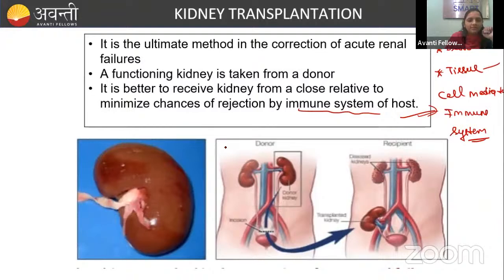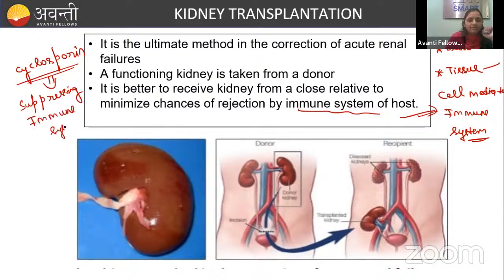Okay. And there are so many drugs used for suppressing the immune system. Obviously, if the immune system is suppressed, the rejection percentage is going to decrease, right? So that is the reason the immune system is suppressed by using drugs like cyclosporine. Cyclosporine is used for suppressing the immune system in kidney transplantation.